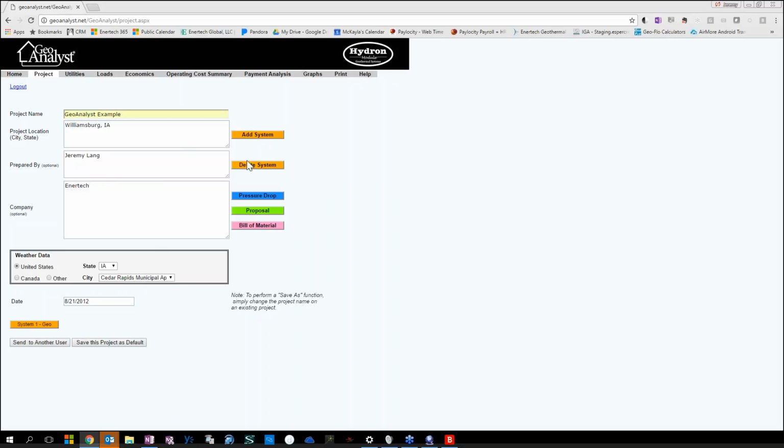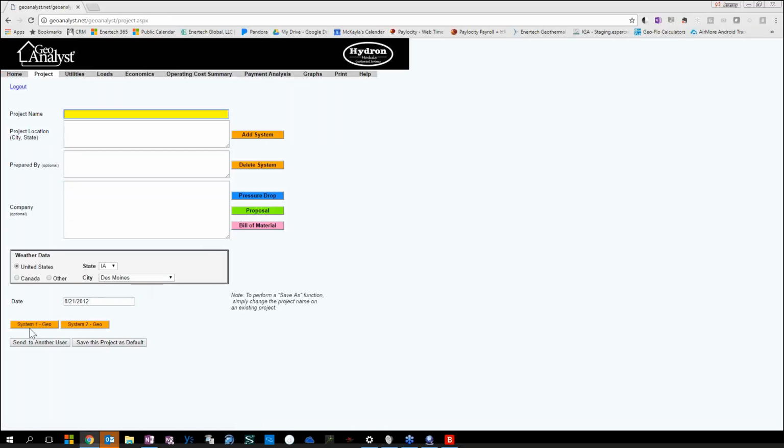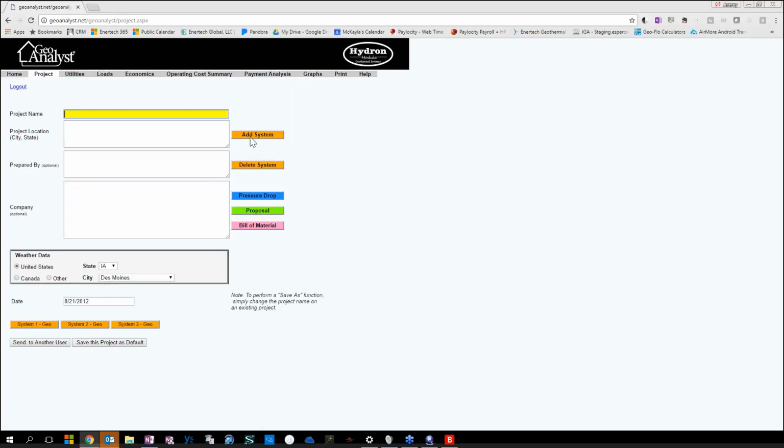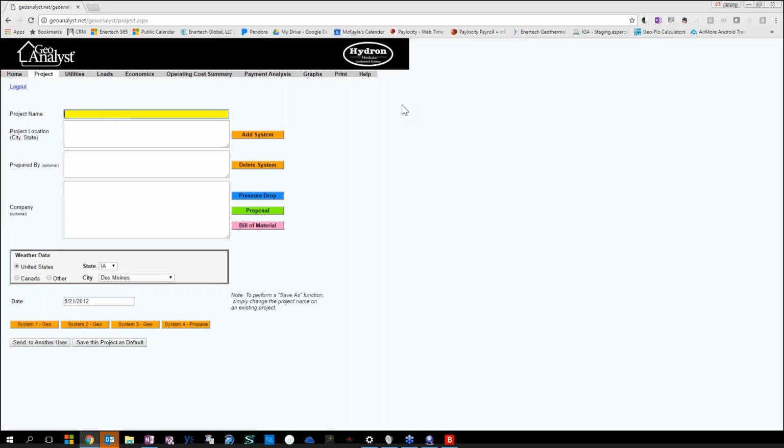Now we can go in here and add a system. This is going to be another geo system. So what you're going to see here is that I have two geo systems down here on the bottom of the page, System 1 Geo and System 2 Geo. I want to just run a comparison for you, and we'll maybe look at a 4, 5, or a 6-ton unit and see which one would be the appropriate fit for this project. And I'm going to go ahead and add in a propane system. We know that's a great demographic for us. Anyone burning propane, we can help them save quite a bit of energy.